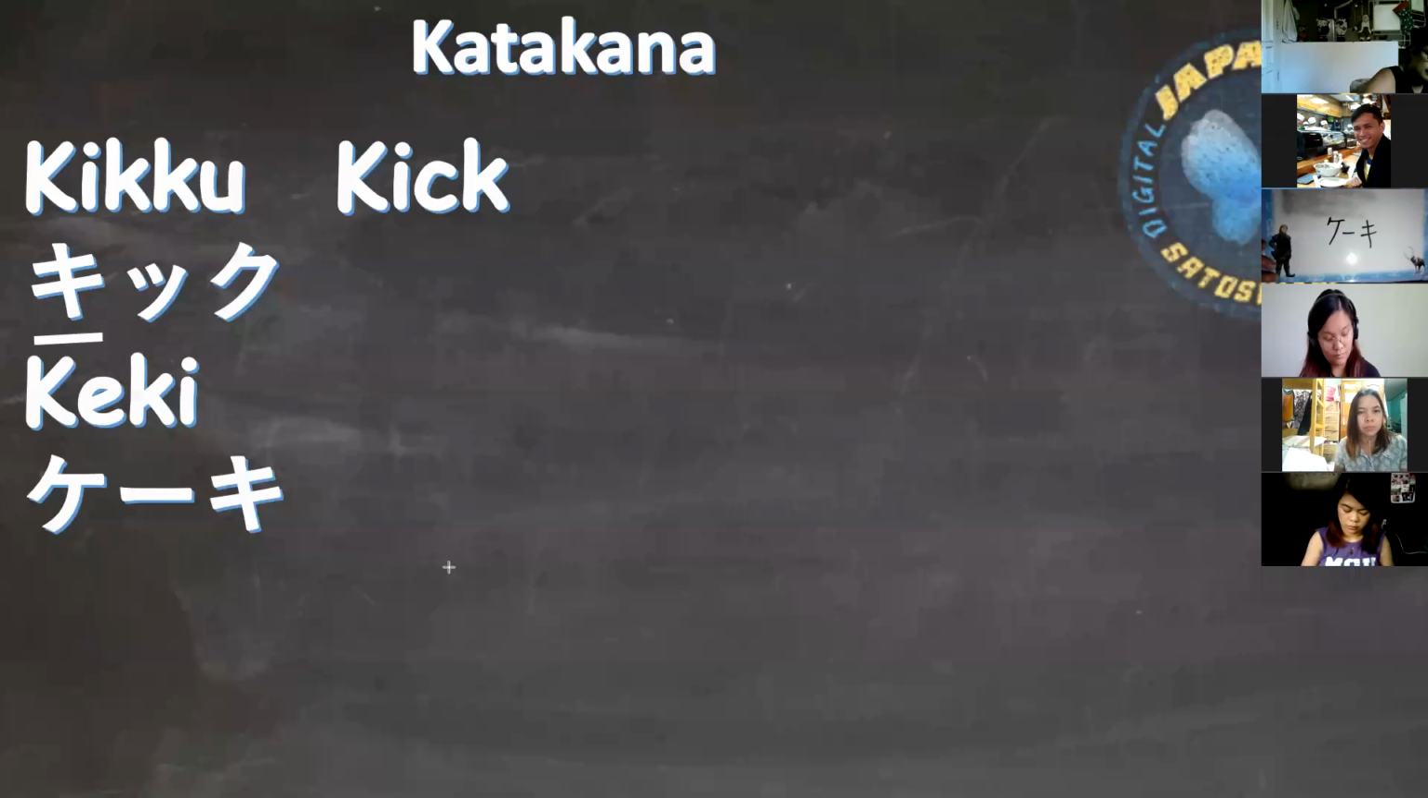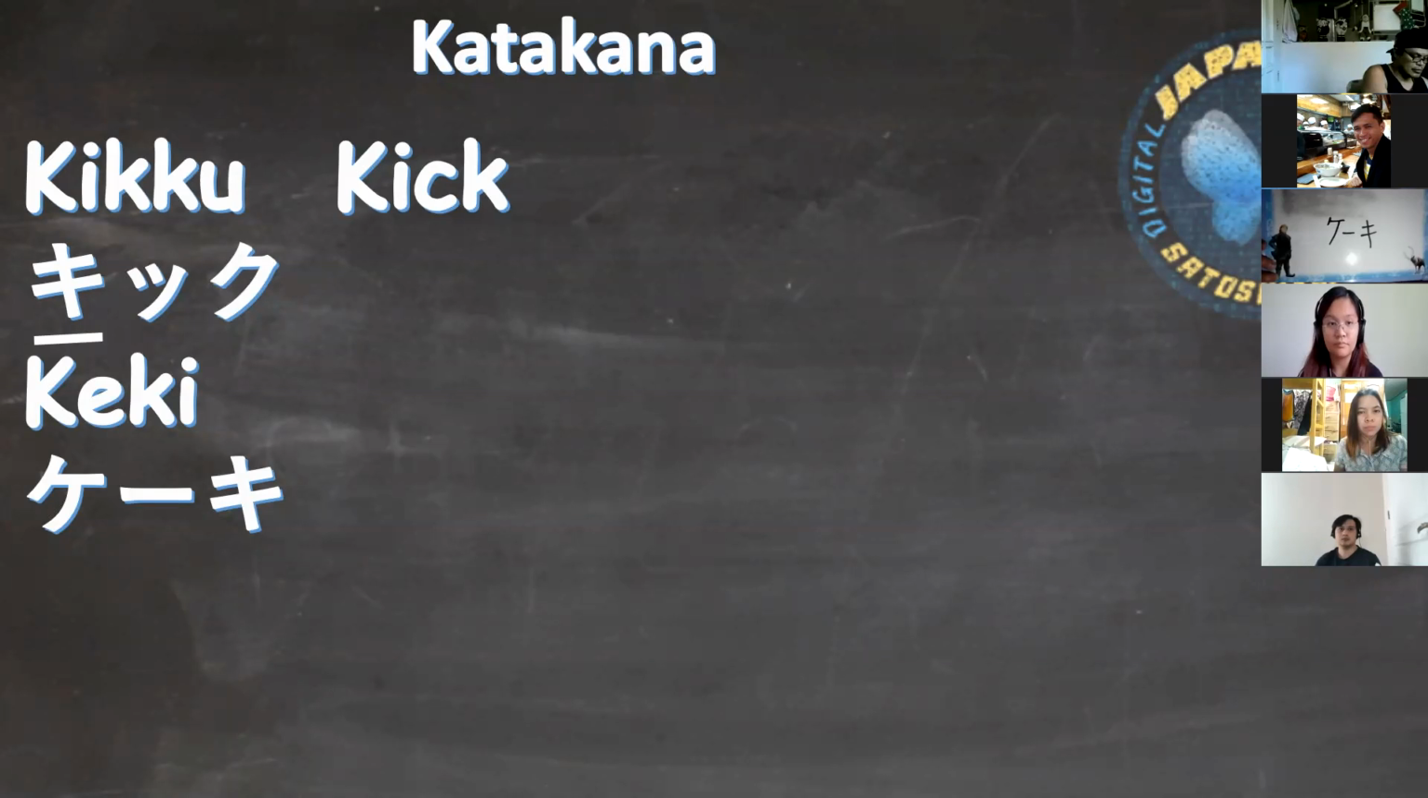Zion. Okay. So we already have our first 15 characters with your katakana. Any question before we move on? No more? Okay, none so far.